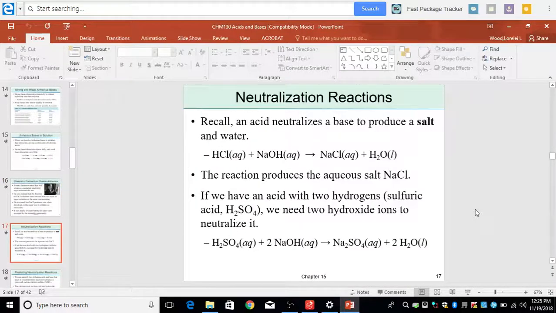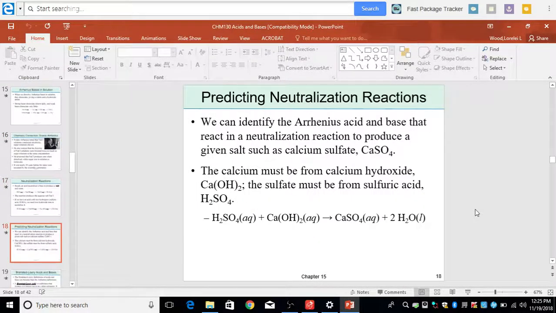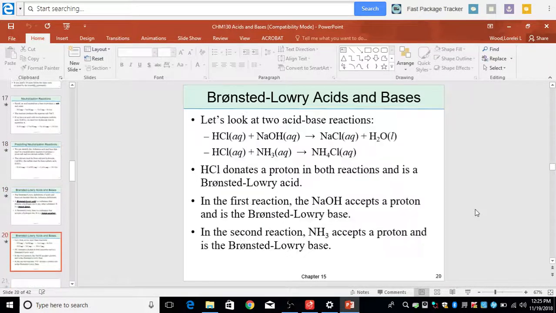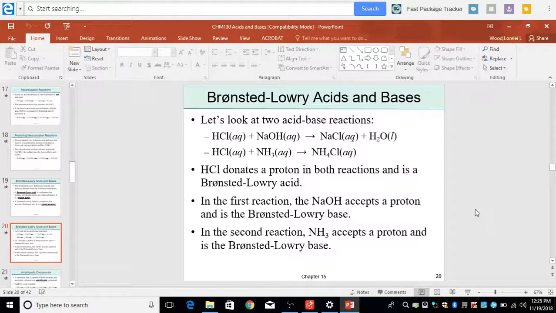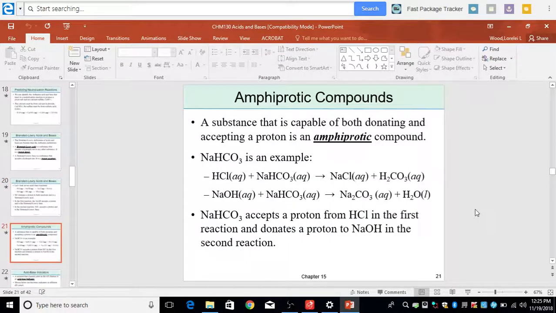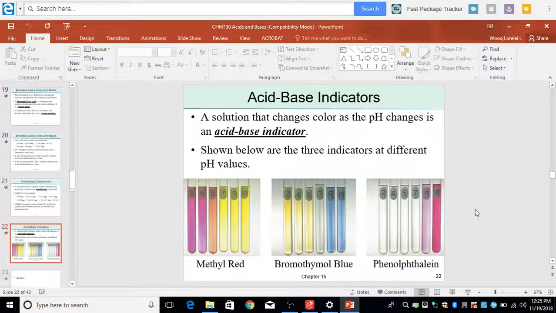All right, so neutralization reactions. Let's talk about some calculations. You guys can do all that kind of predictions. There's more definitions that you should definitely make sure that you look at. Amphiprotic. Amphiprotic means something that can be an acid or a base. And then indicators. Which one of those indicators did you guys use last week in your acid-base lab?